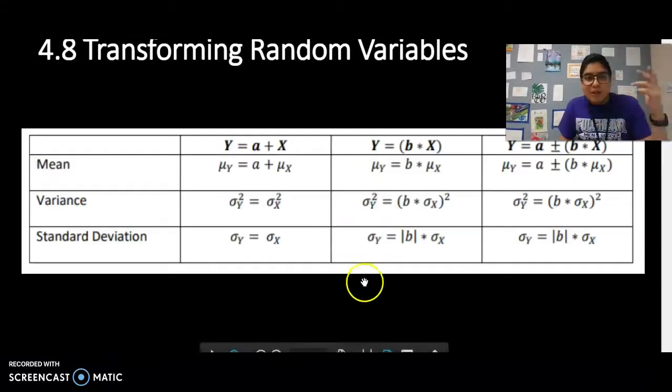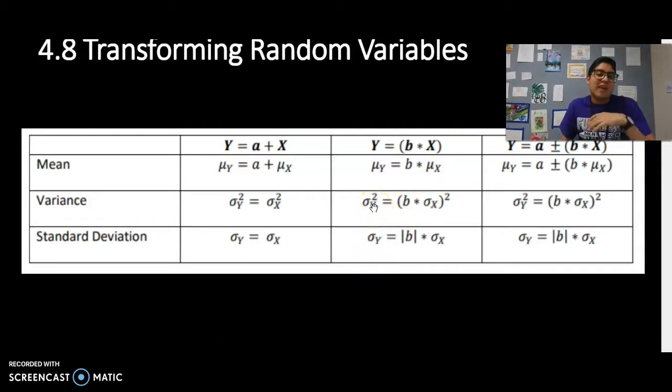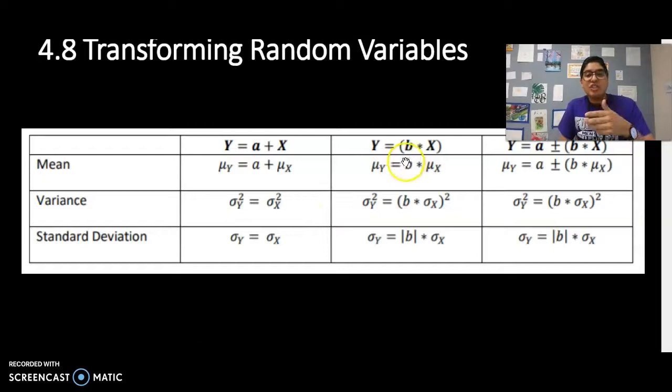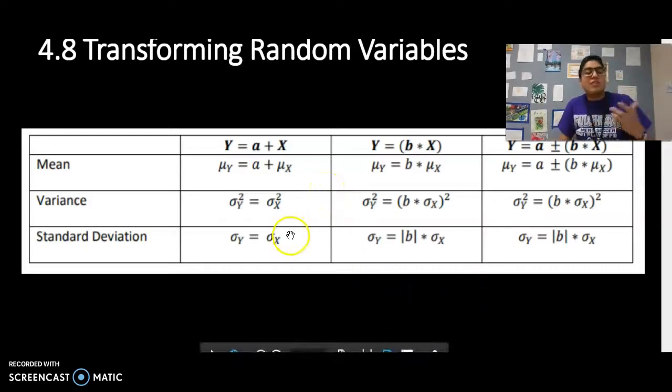But moral of the story here, this is how we transform random variables. These are all the rules that you'll need to memorize. Unfortunately, they are not on our AP Stats formula sheet. But again, addition changes the center but not the spread, and multiplication changes both the center and the spread. So if you can remember that key fact, you can kind of finagle your way through. But that's going to conclude our lesson on transforming random variables.